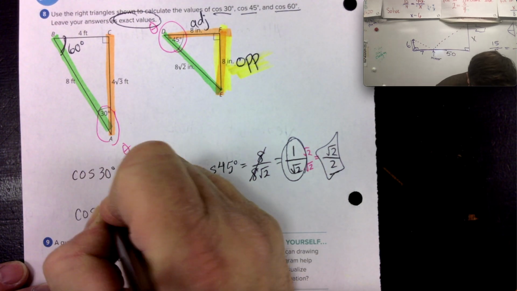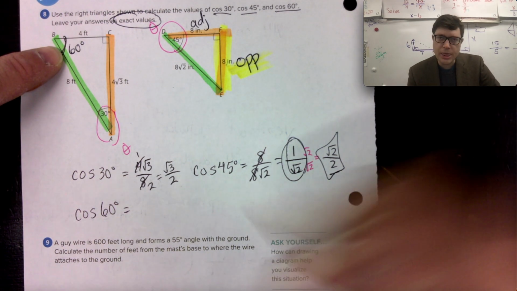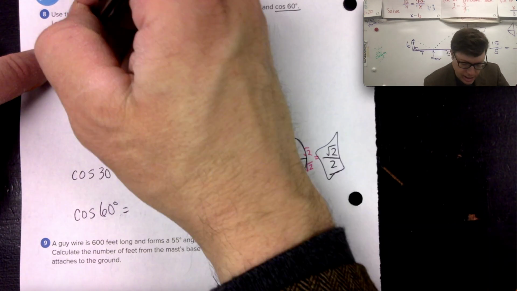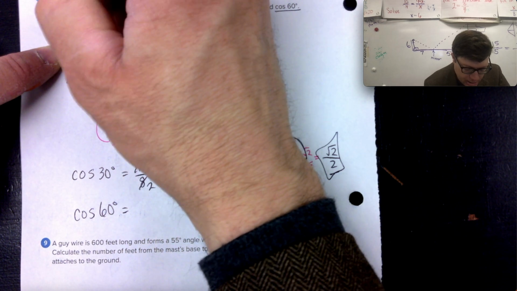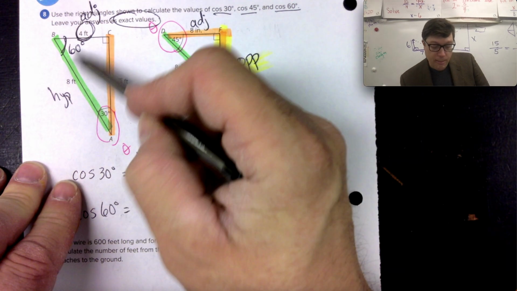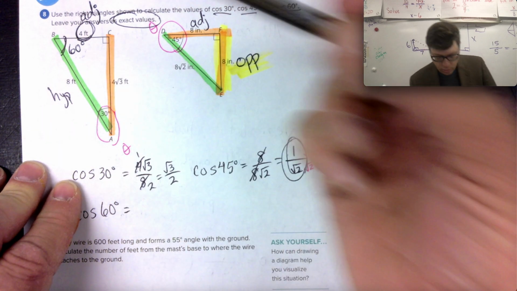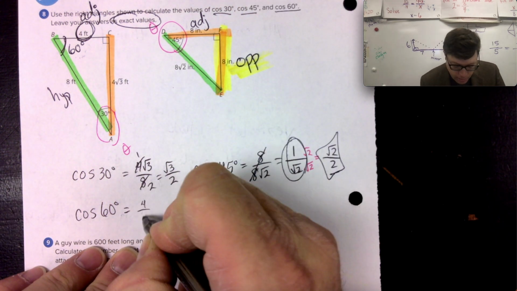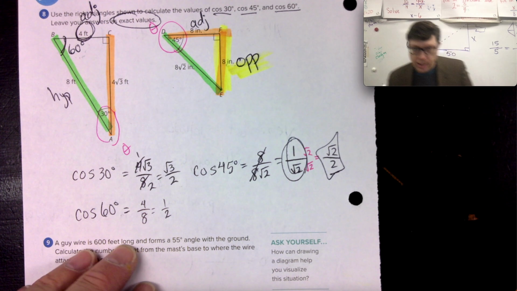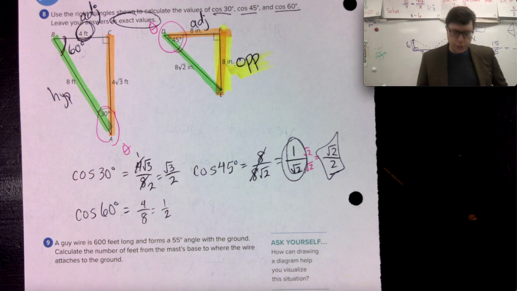Now, cosine of 60 degrees. If 60 degrees is that angle, then the adjacent side is the one right next to it, and the hypotenuse is still the 8. But we have to now make a fraction out of those two sides because 60 is the reference angle. So that would be 4 over 8. Come on, that's a half. You know that. There they are, the exact answers for special right triangles.